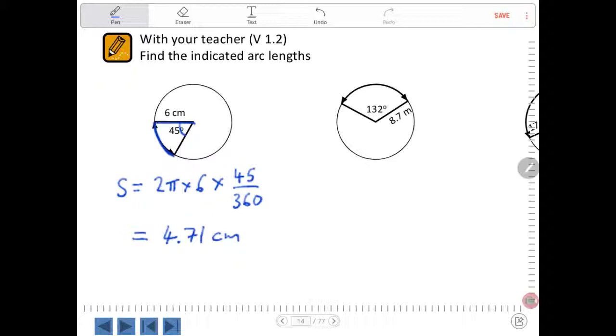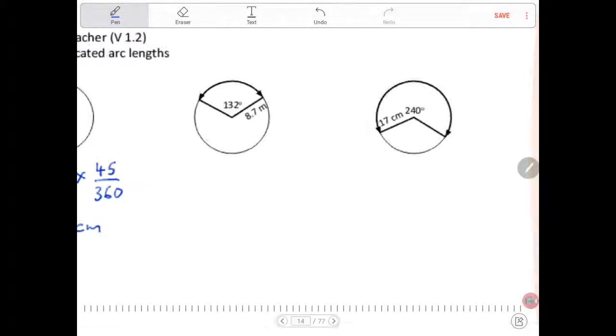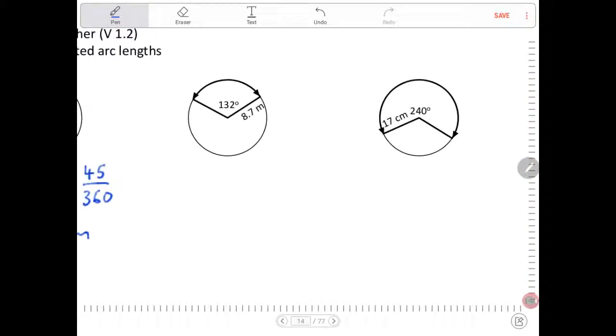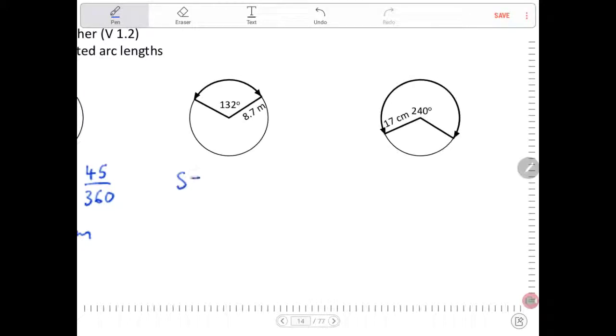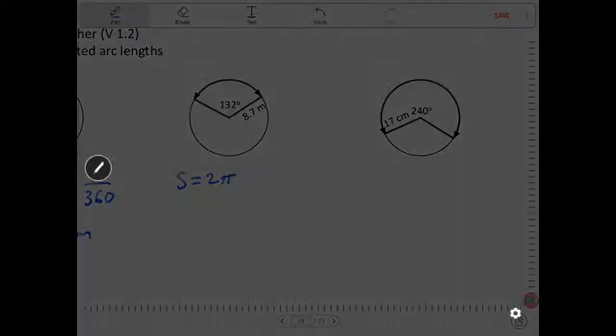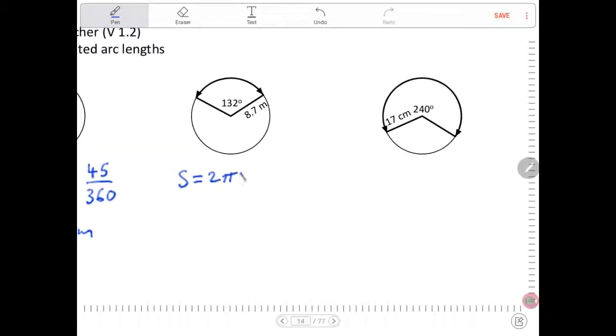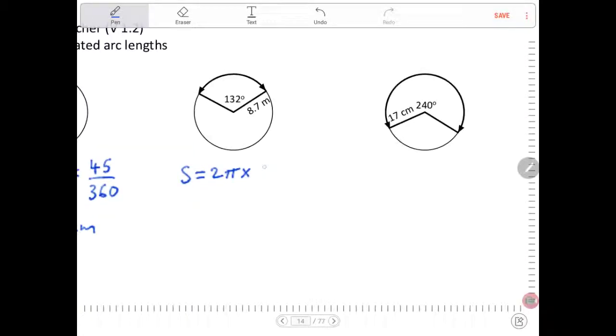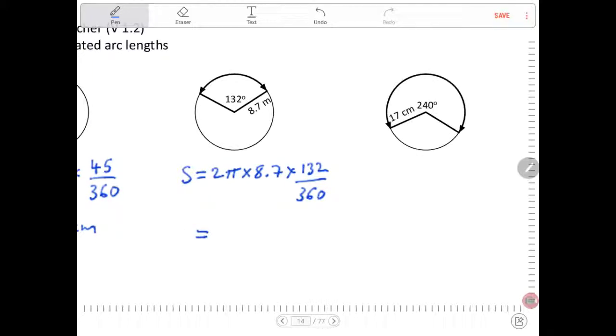Okay, so if you want to pause the video and try the next 2 examples on your own, you can, and then you can have a look at me doing them. Righto, so let's give it a go. For this one, we've got the arc length is 2 pi by 8.7, our radius, times the angle which subtends this arc, 132 on 360. And for this one, we get 20.04.